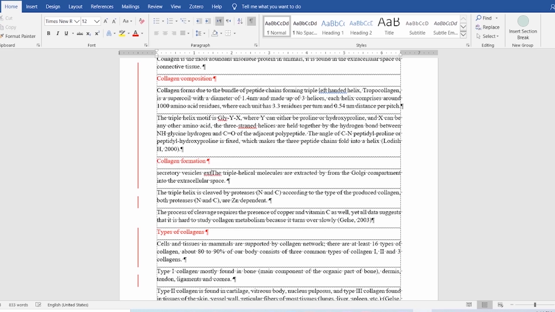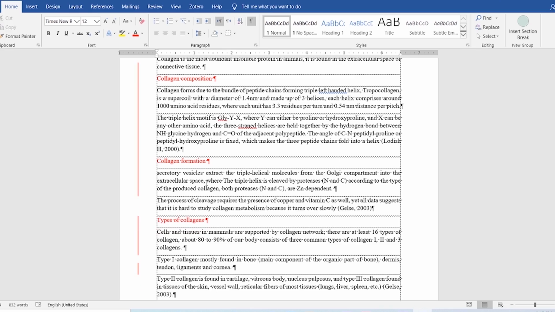Extract triple helical molecules. I can see sometimes I have to change some of the formatting, or we can even leave it until the last step of the editing, proofreading. I will remove "extracted by." Now I will add a comma, and I will write here where the triple helix is cleaved by proteases N and C according to the type of the protease to collagen.